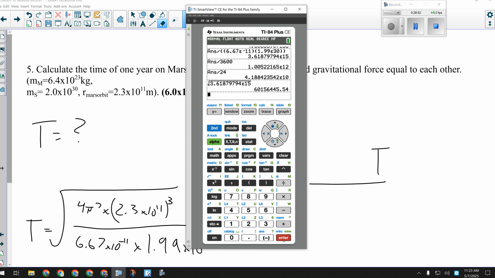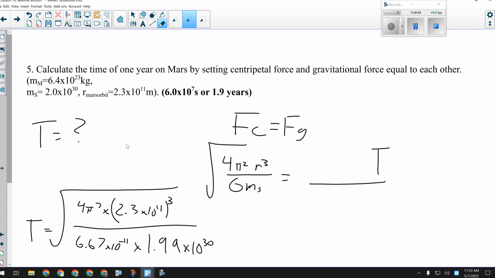Okay, so there it is in seconds. 6.0 times 10 to the 7? Yeah, okay, which is the same as 1.9 years. So you can totally do it piecemeal, and it probably is easier. You don't have to keep track of brackets. Okay, any other questions? All right.